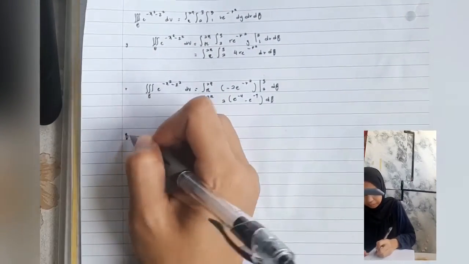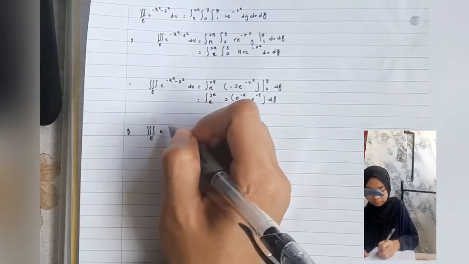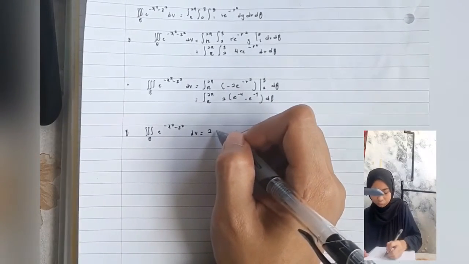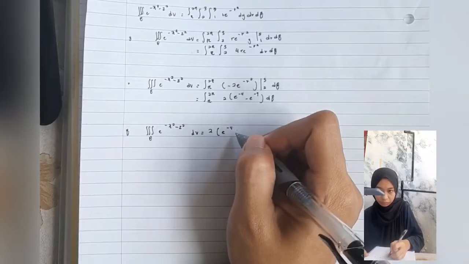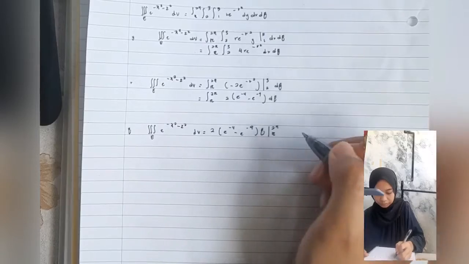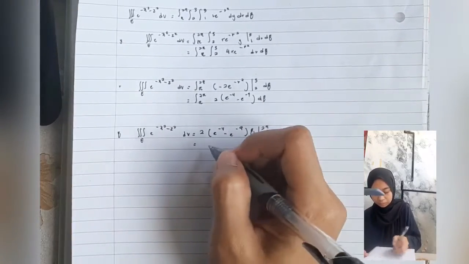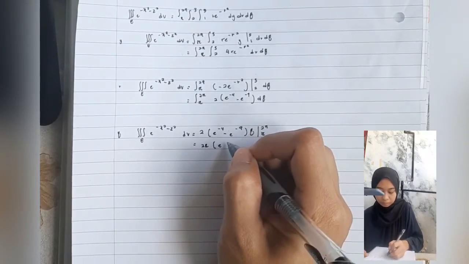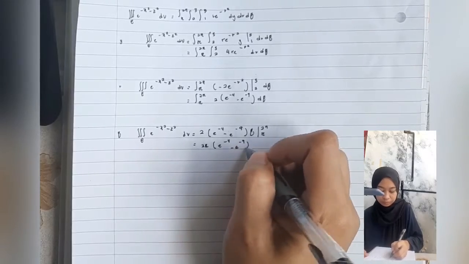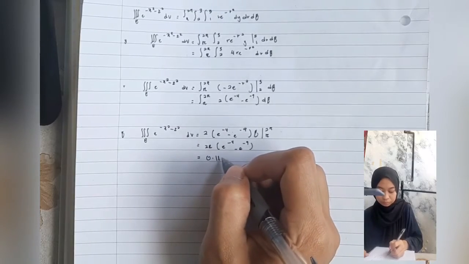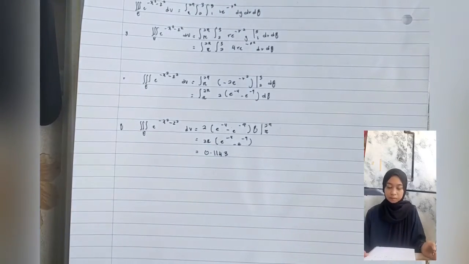For the theta integration we will get the triple integral of e exponent negative x squared minus z squared dV equal to 2 exponent negative 4 minus exponent negative 9 times theta, with the limit from pi until 2 pi. So when we put in the limits and calculate, we will get 2 pi exponent negative 4 minus exponent negative 9, which is 0.1143. So that's all how to solve the equation by Gauss Theorem.